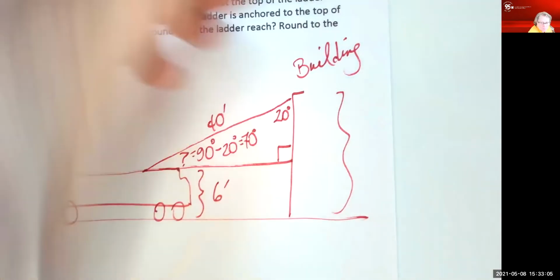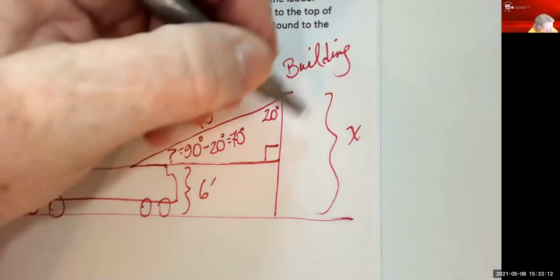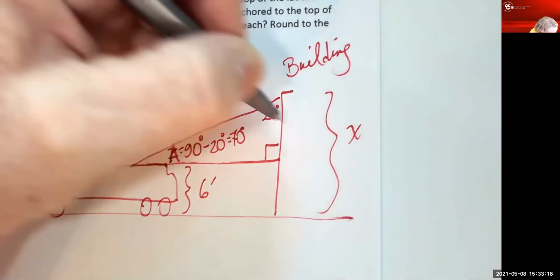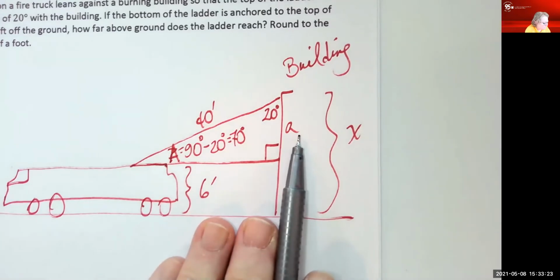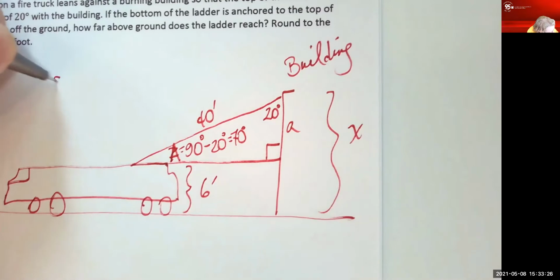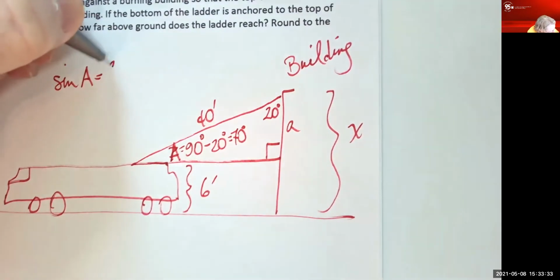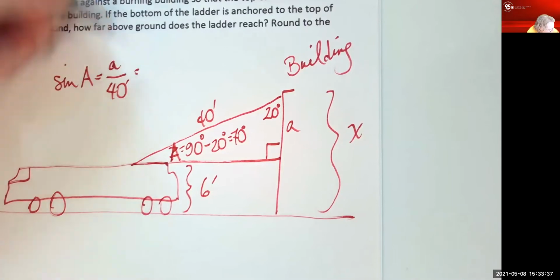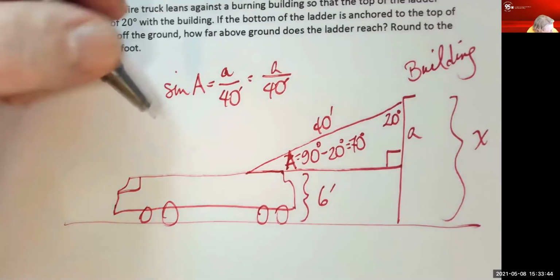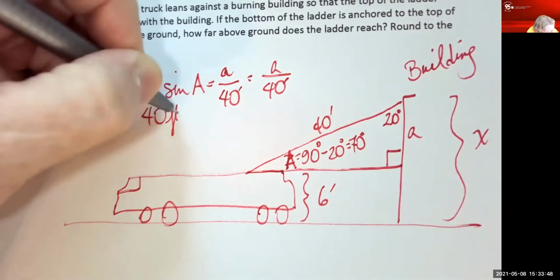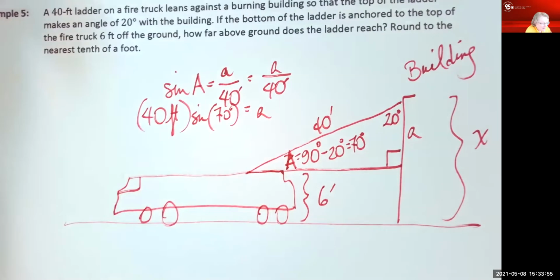So ultimately, we want to find this height X, but what we can find first, I'm going to label this angle A and call this side A. And how can we find side A? Awesome. We know that the sine of angle A is opposite over hypotenuse. I'm going to multiply both sides by 40, and I get that 40 feet times the sine of 70 degrees will be side A.